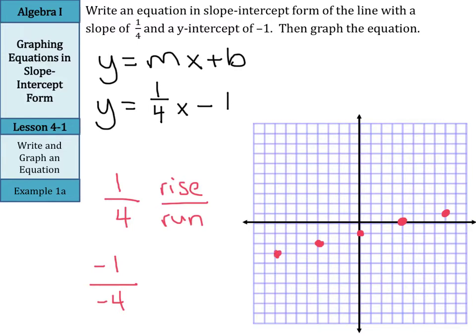That's more than enough points to graph the equation here. Make sure wherever your last points are that your line goes through them. And since it is a line, we do need arrows on it. And so that is the graph of our equation, y equals 1/4 x minus 1.